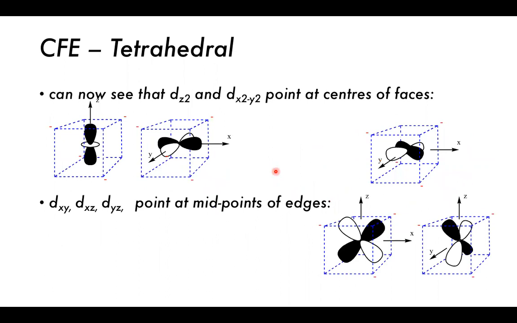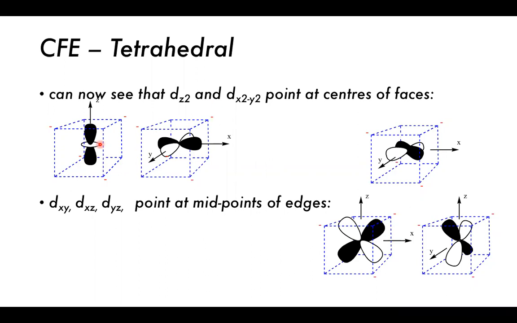So we now see that dz squared and dx squared minus y squared point at the centers of faces. So dxy, dxz, and dyz point at midpoints of the edges. And so these are going to be the highest energy. Whereas these two orbitals just point in between. So whereas in the octahedral case, the dxy, dxz, and dyz pointed between the ligands, now that's the dx squared minus y squared and the dz squared orbitals.